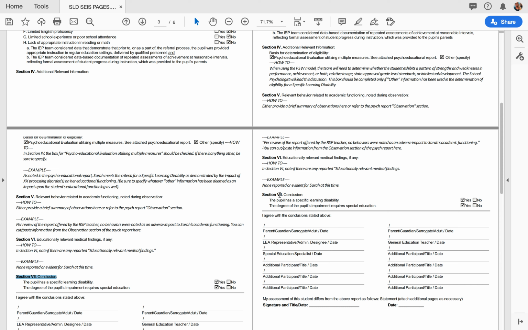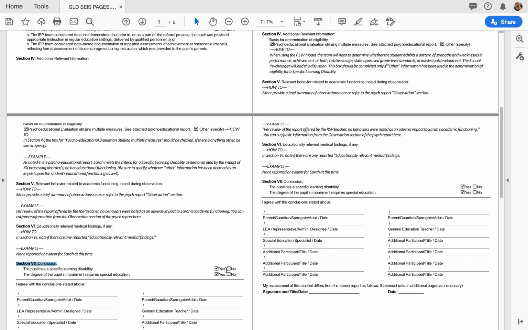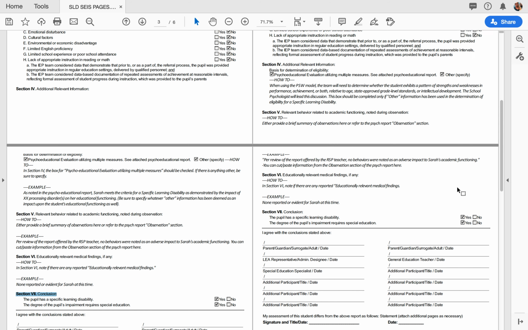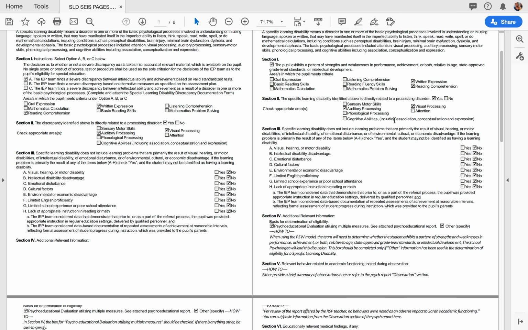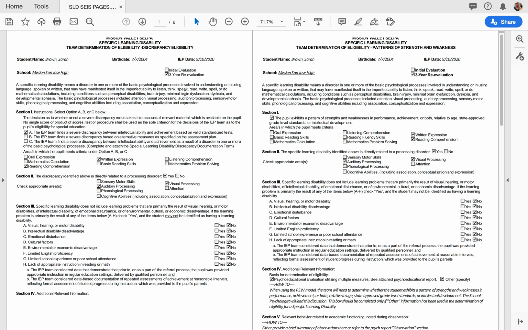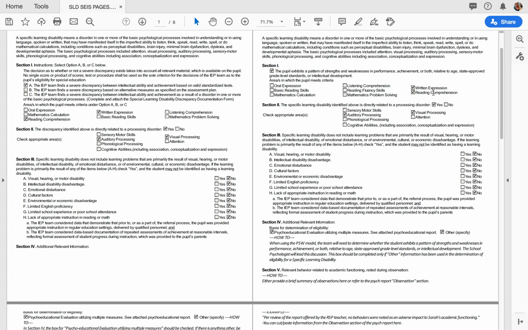Right here and here, the team checks whether or not the student has a specific learning disability and if the degree of impairment requires special education services. Both boxes must be checked yes in order to say that the student meets criteria for SLD. So just make sure that these are marked as yes if you're qualifying them for SLD, and all of the exclusionary boxes must be marked as no. Again, there are two different forms here, essentially the same. One's the discrepancy and one is the patterns of strengths and weaknesses.